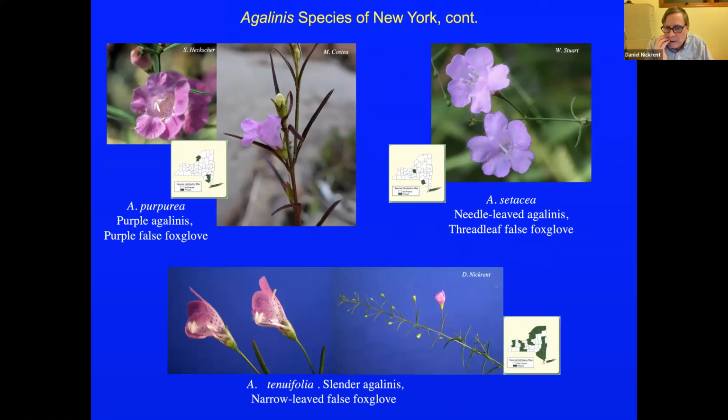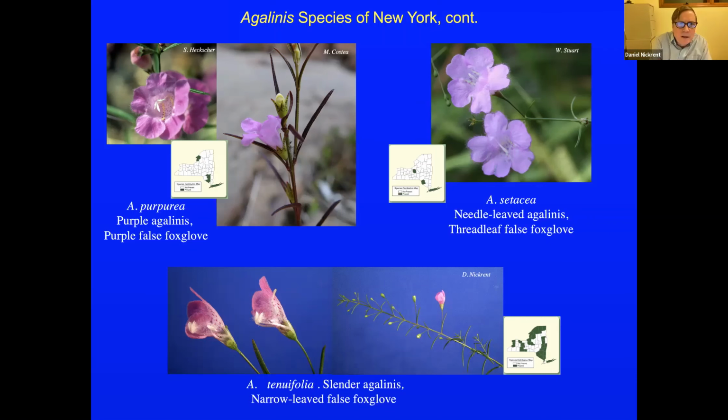Setacea, the thread-leaf false foxglove or needle-leaved Agalinis, is scattered in a few counties in the state. And then finally, I'm sure one of the most common grows from New Mexico all the way to Canada and east. This is Agalinis tenuifolia, slender Agalinis, or sometimes narrow-leaf false foxglove. And looking at the map there, you can see it occurs in at least half of the New York counties.